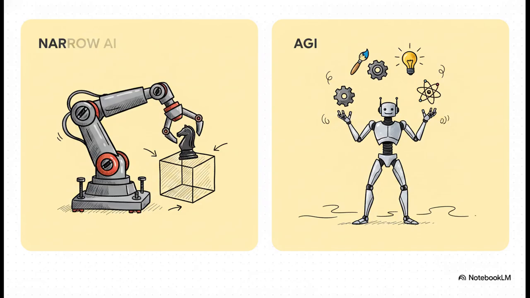They are absolutely superhuman in one specific domain, but they literally cannot learn a completely new task outside of their original programming. Artificial general intelligence, or AGI, on the other hand, is a whole different ballgame. It represents a system that can generalize knowledge, transfer its skills between completely different domains, and solve entirely novel problems, basically just like you and I can.